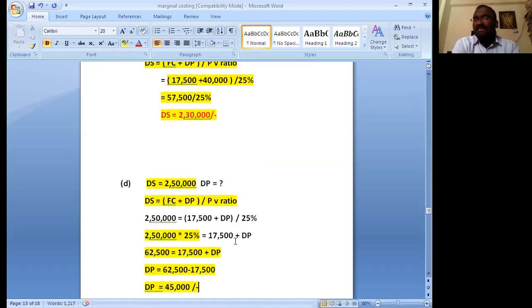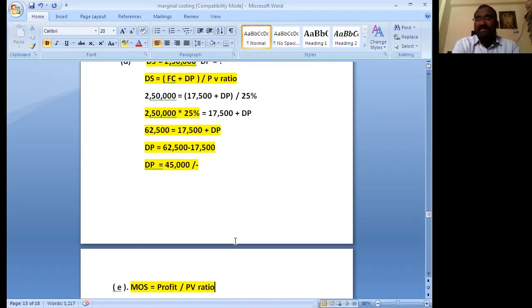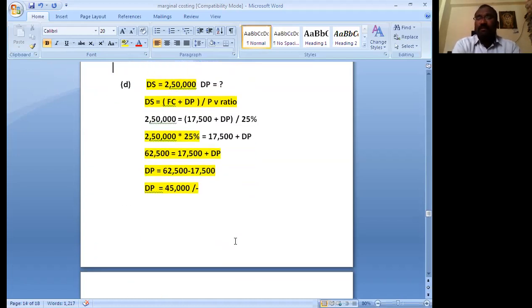Next, he is asking for the desired profit. Desired sales is given clearly in the problem: 2,50,000 is given. Desired profit is not given; he is asking for the desired profit. If I do sales of 2,50,000, how much profit am I getting?